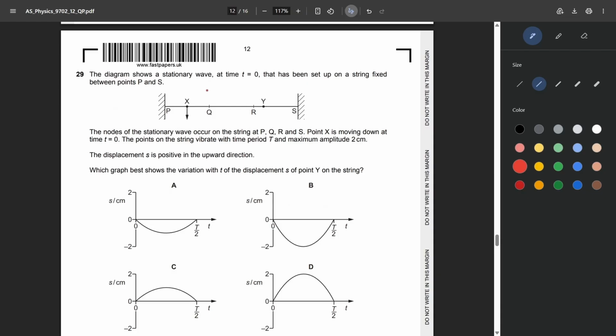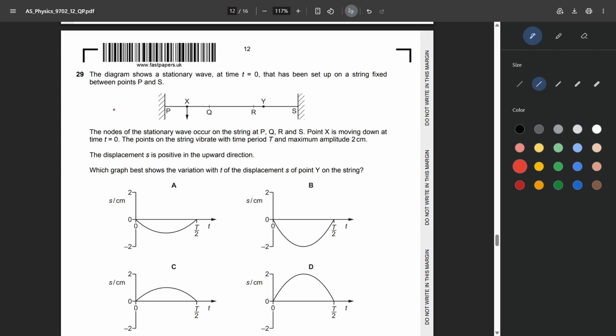The diagram shows a stationary wave at time t equal to 0 that has been set up on a string fixed between points P and S. The nodes of the stationary wave occur on the string at points P, Q, R, and S. The nodes occur at these 4 points. Point X is moving down at time t equal to 0. The points on the string vibrate with time period T, and a maximum amplitude of 2 centimeters. The displacement S is positive in the upward direction. Okay, so the upward direction is positive. Which graph best shows the variation with t of the displacement S of point Y on the string?